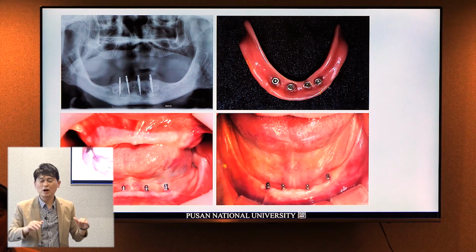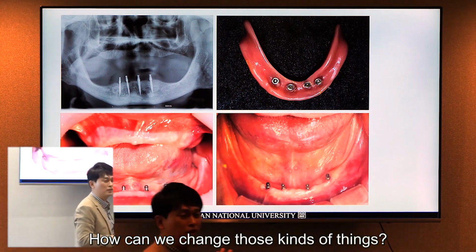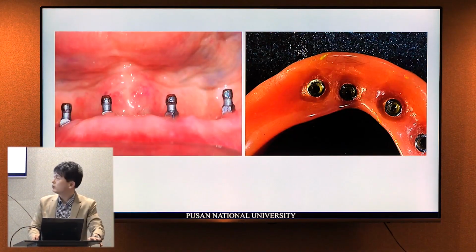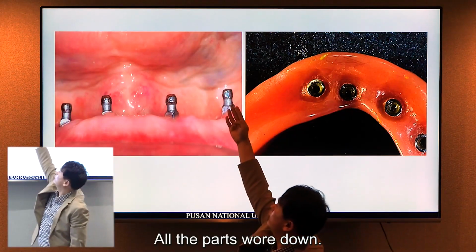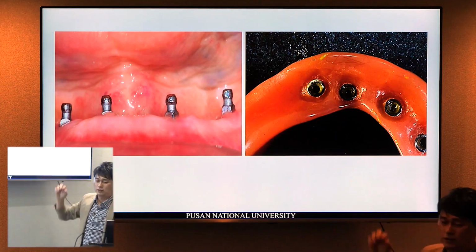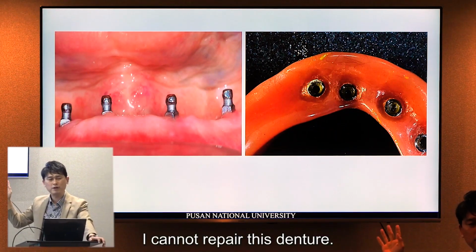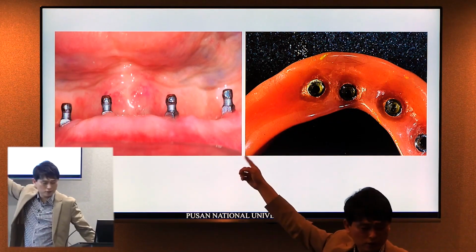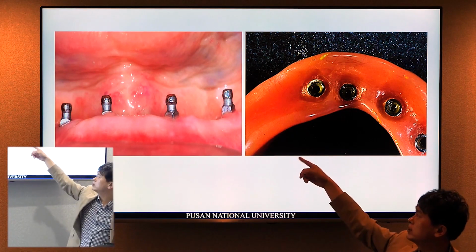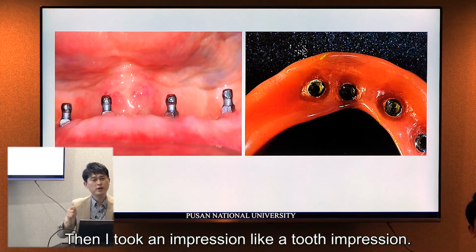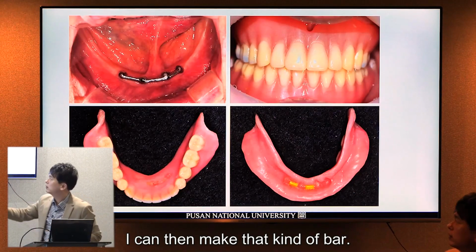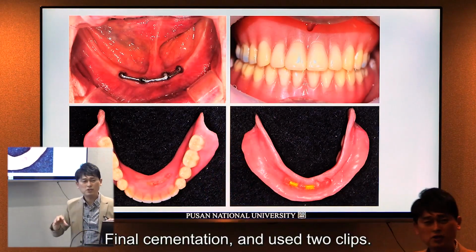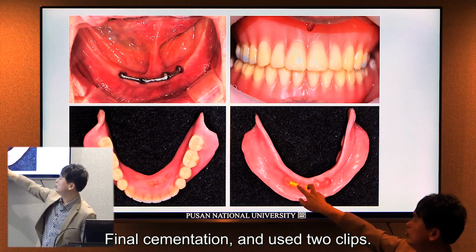You know, how can we change this kind of thing? Like this, every part was worn, so I could not repair these dentures. So I prepped this, yeah, this bar, and then took an impression like a tooth impression, and then made this kind of bar. Then final cementation, and then I used the 2 clips.